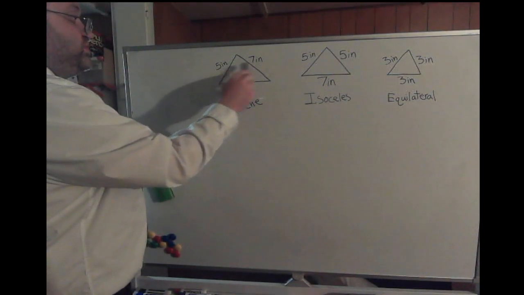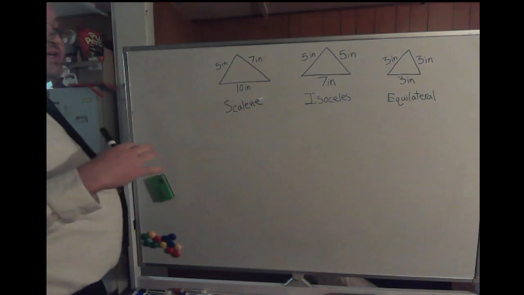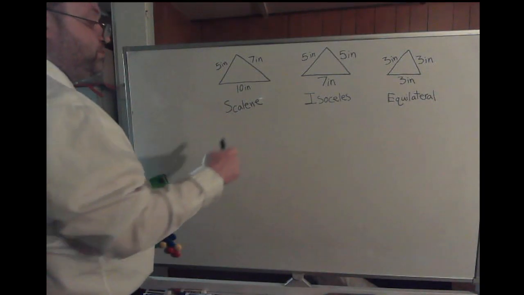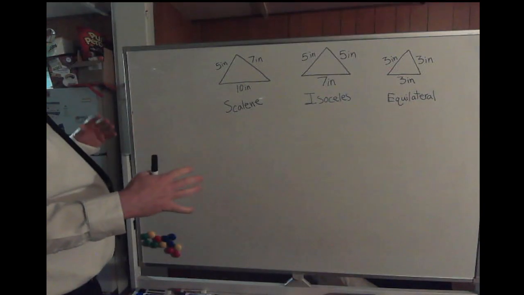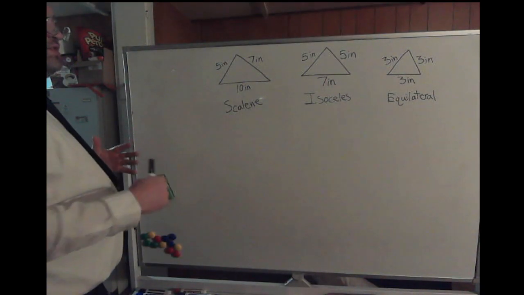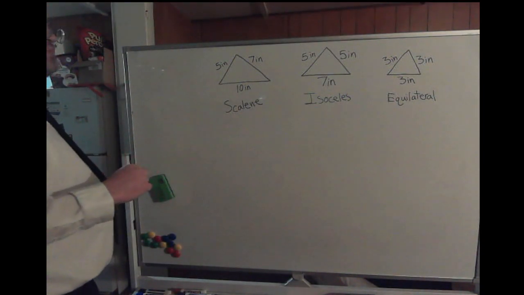So you've got 5 inches, 7 inches, 10 inches. They're all three different lengths. So it's a scalene triangle. Remember, scalene, they're all different. They're all scared of each other. That's a good way to remember it.